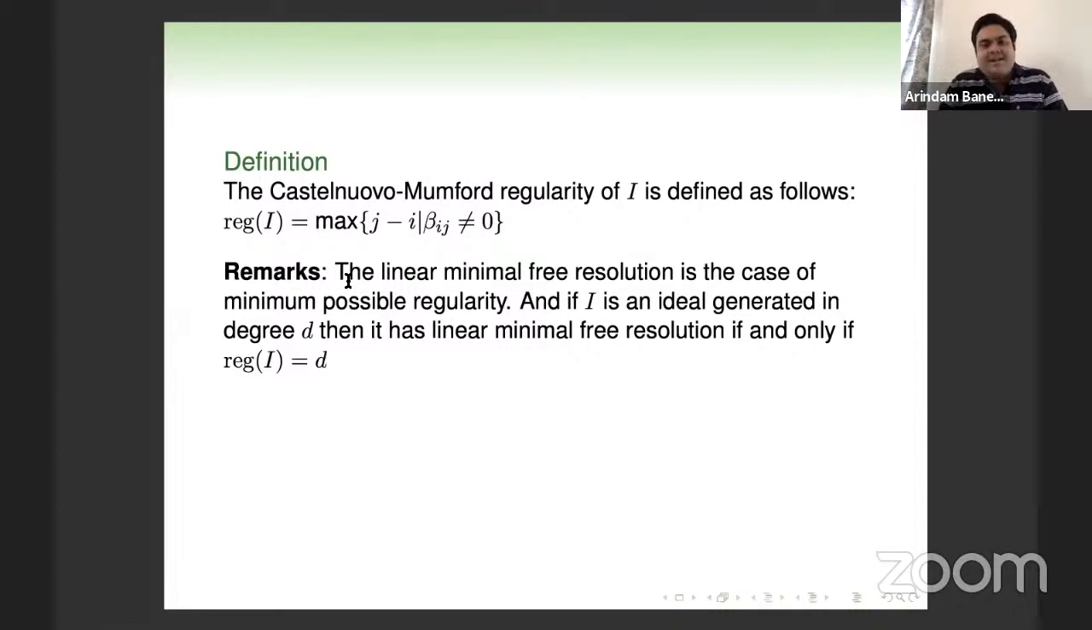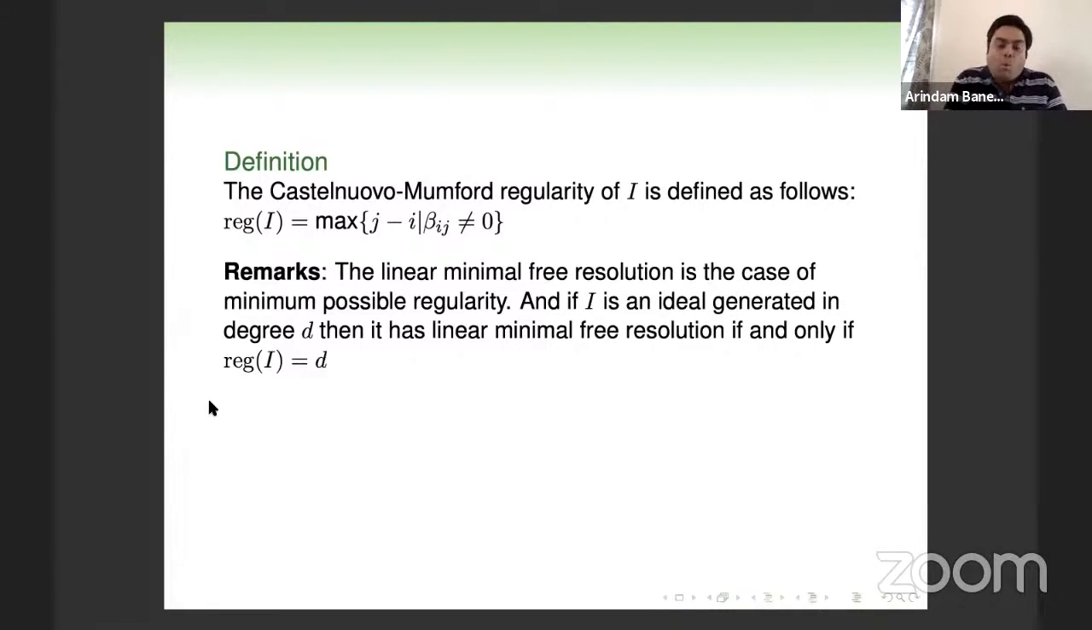If I is an ideal generated in a fixed degree D, that is, each generator has the same degree D, then it has a linear minimal free resolution if and only if the regularity is D. What does it say about edge ideals? Edge ideals are ideals generated in degree 2. This says edge ideals have linear minimal free resolution if and only if the regularity is 2. This gives us a direct numerical invariant to keep track of linear resolution.